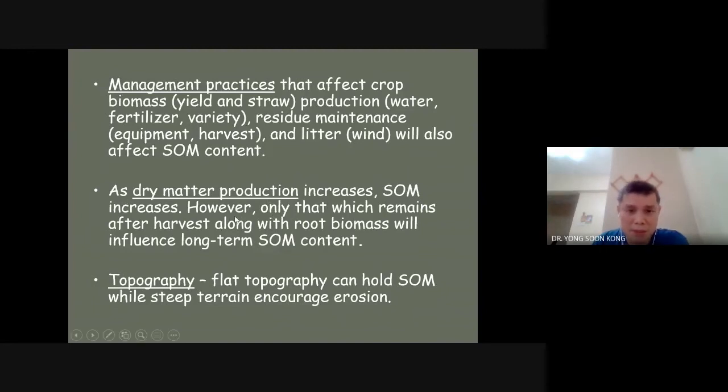Now this one, SOM increases, however, only if the residue remains after harvest, along with the roots. I would say this one is related to management. Okay, now I think for this one I can use some examples. Let's say if you have an oil palm plantation, the dry mass actually comes from the waste of the production, the waste of oil palm production, like the fruit. After you press the fruit, you have those fibers. These are organic matter. Where do they go to? They don't go into landfill. They put it back into the soil.